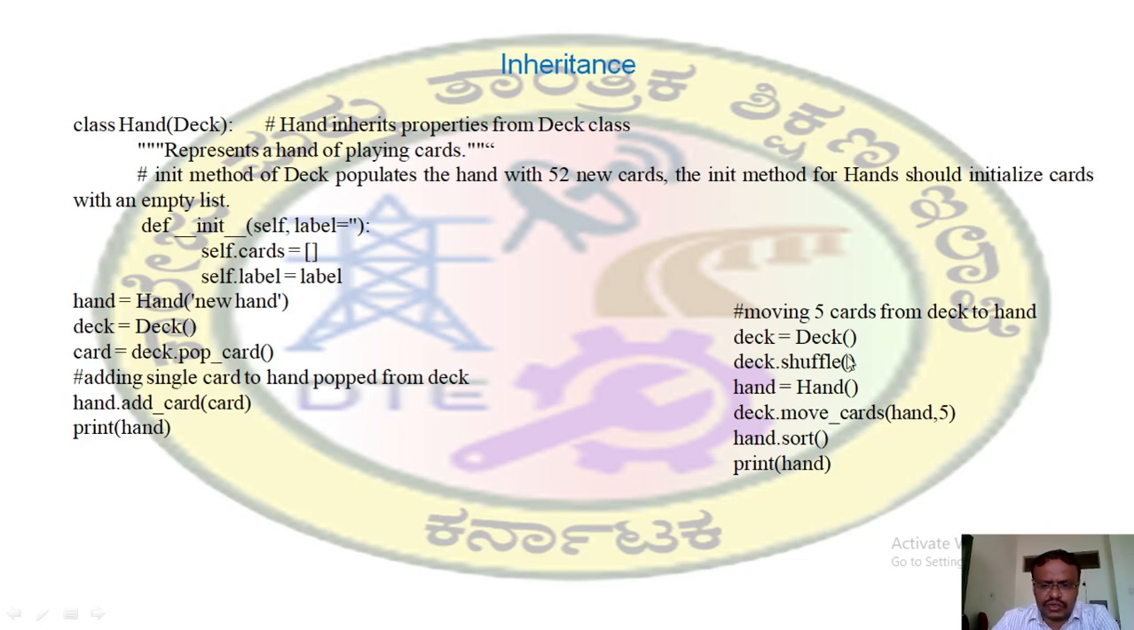And here is one more code snippet that is going to move 5 cards from the deck to the hand. We are creating an object of the Deck class and shuffling it, and moving 5 cards from the deck object to the hand object, then sorting it and printing the cards that you have in the hand.